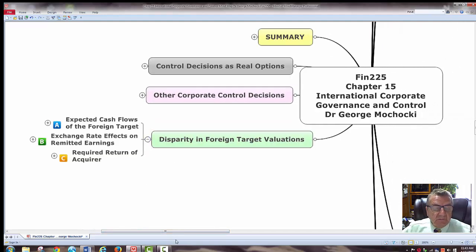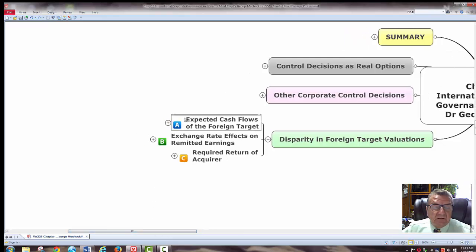Okay, disparity in foreign target valuations. We're doing good on time. Okay, so I broke this down A, B, and C. Expected cash flow in foreign targets, A.